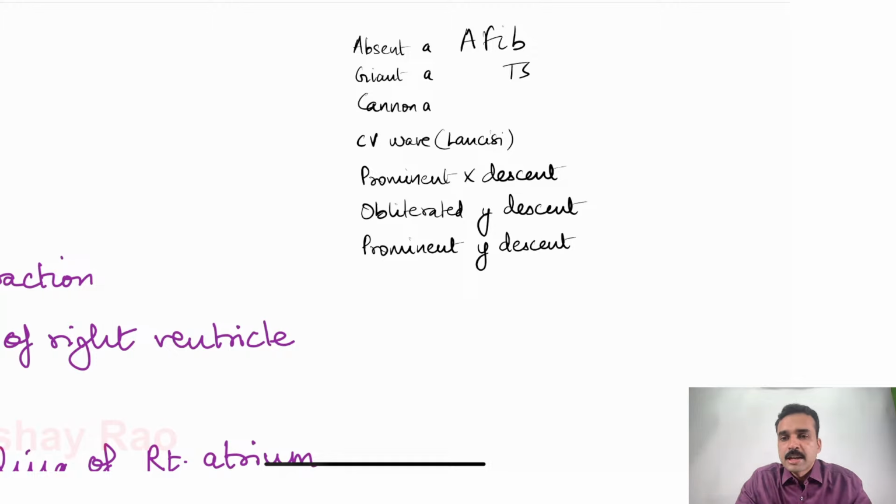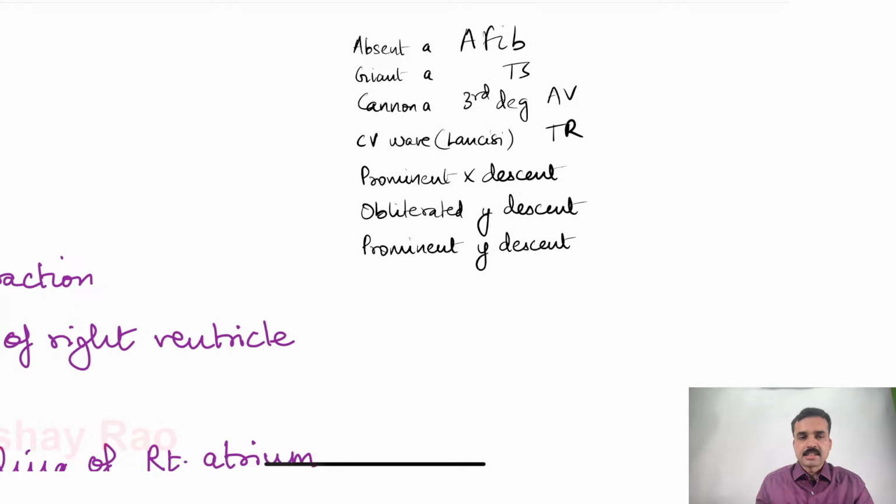Okay, Cannon A waves would be seen, as we said, in AV dissociation, third degree AV block, and CV wave, Lancisi sign, these are seen in tricuspid regurgitation. So CV wave is a more prominent or more important finding in patients of tricuspid regurgitation rather than a giant A wave. Giant A wave is for tricuspid stenosis.